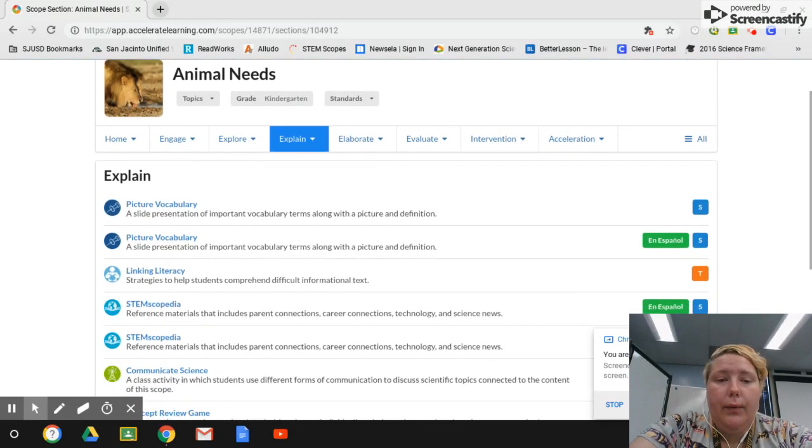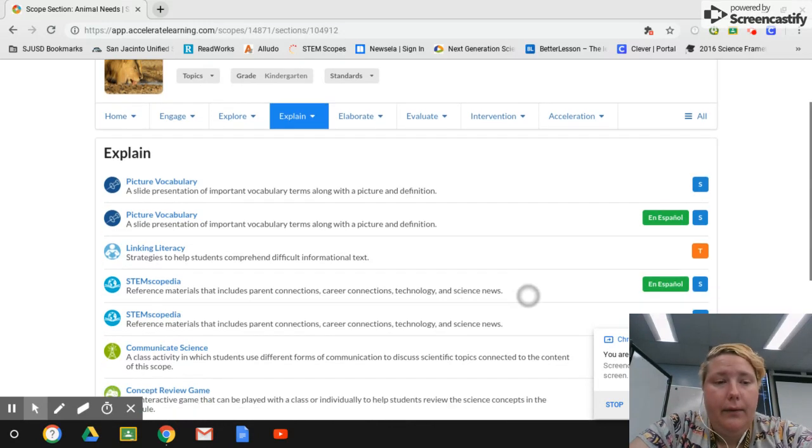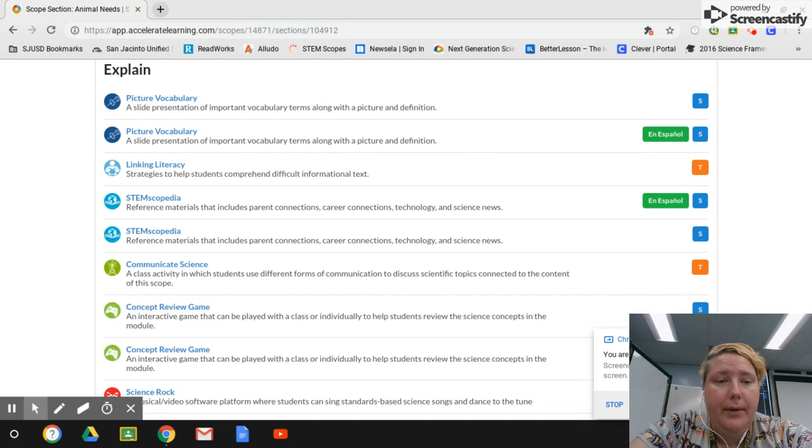So teachers are still going to share out the basic concepts and information, but the hope of explain really is that by the end of these activities, the students will be able to explain to you what they have learned, or they'll be able to explain to others the science concepts. So in here, you'll find picture vocabulary. These are great for students with processing difficulties or EL students.